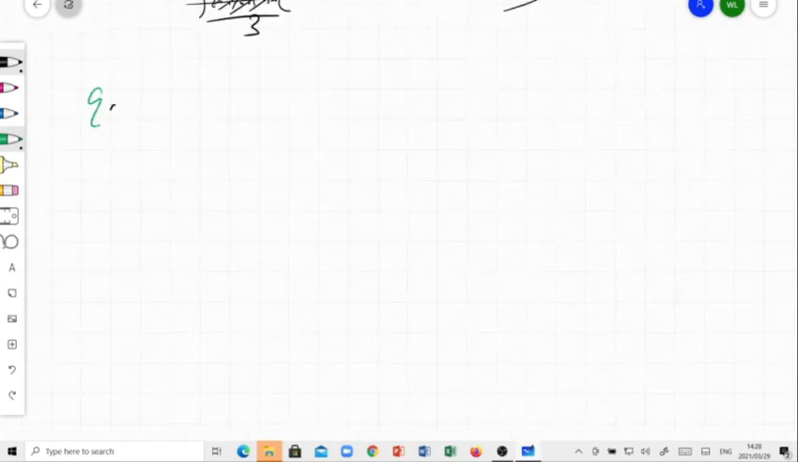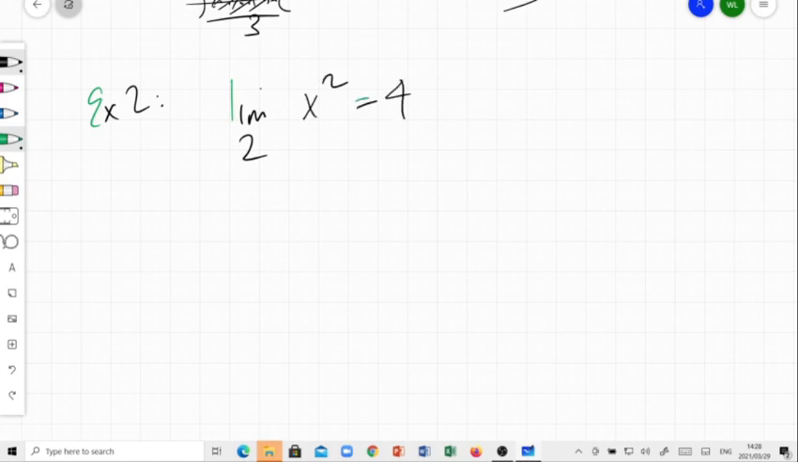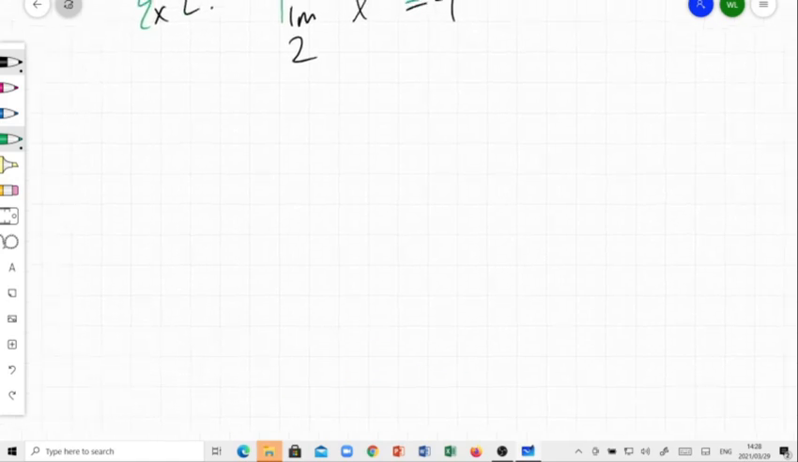Okay, so let's do a final example for this. Prove that the limit as the point of approach goes to 2 of my squaring function is equal to 4. Okay, how do I prove that? Well, to prove that, first of all, step 0, let's write it out in the formal definition.